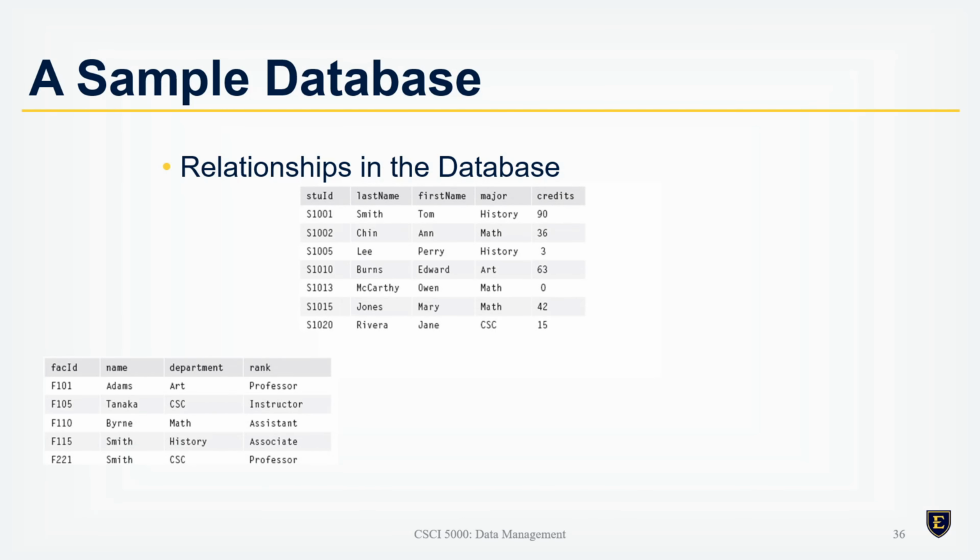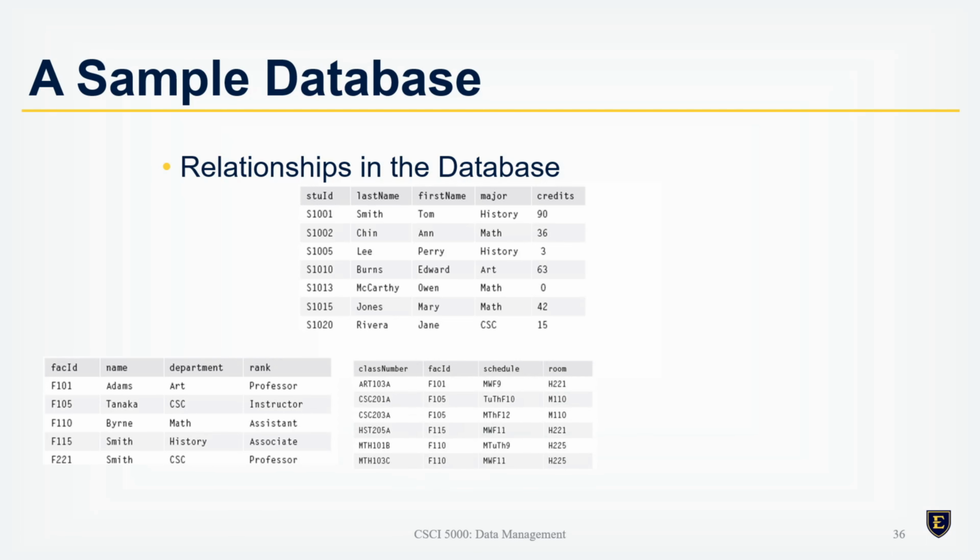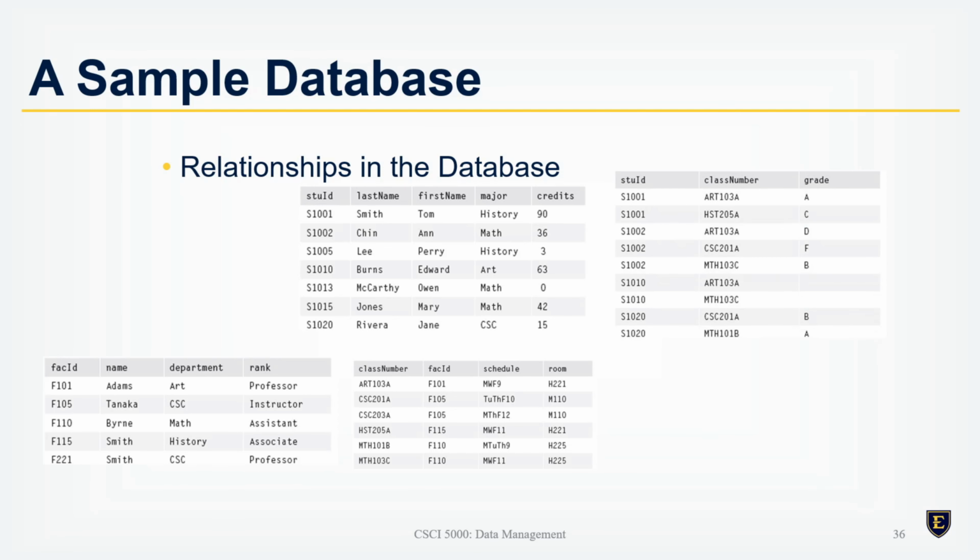So we have the student table at the top, we have the faculty table at the bottom. These are tables that contain people, right? So then we look at adding the class number. Well, what is the class table in this particular instance relating to? We also have the enrollment. What is the enrollment table actually relating to?